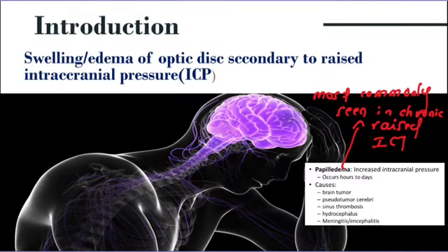Introduction: it's a swelling or edema of optic disc secondary to raised intracranial pressure. So etiology will be conditions causing raised intracranial pressure such as brain tumor, other space occupying lesion, sinus thrombosis, hydrocephalus, meningoencephalitis, pseudotumor cerebri. Papilledema can be seen in acute as well as chronic raised ICT features. It can occur in hours to days, most commonly seen in chronic raised ICT.